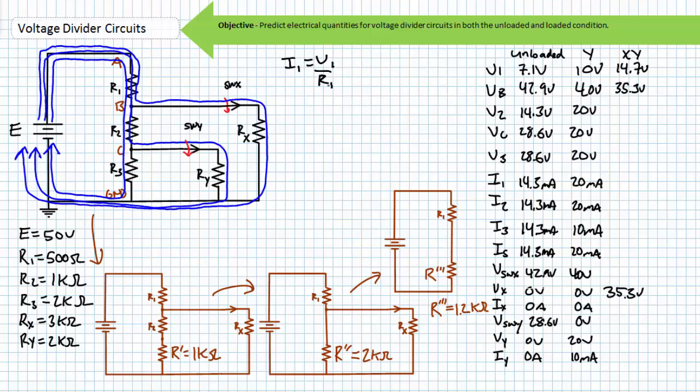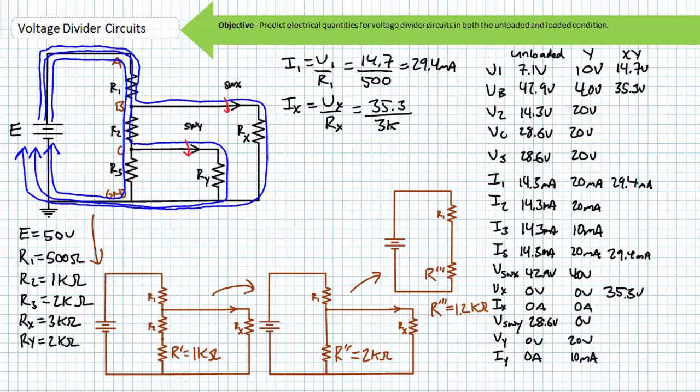Ohm's law suggests that I1 equals V1 divided by R1. Substituting the necessary values, we find the current through R1 is 29.4 milliamperes. This means source current is 29.4 milliamperes. This is the current that enters node B, the parallel combination of R double prime and load resistor Rx. Ohm's law suggests that Ix, the current through load resistor Rx, is equal to the voltage across it divided by its resistance. Substituting in the necessary values, we find Ix is approximately 11.8 milliamperes.